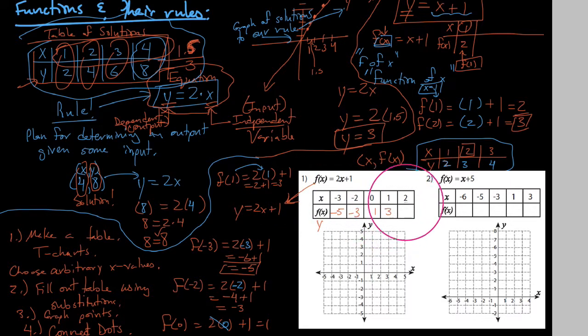And then last but not least over here, we say f of 2. Let's go find f of 2, which means 2 times x plus 1, where our x in this case is 2. And so we get 4 plus 1, so it's 5.